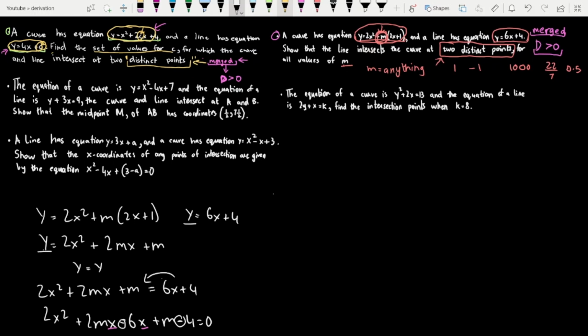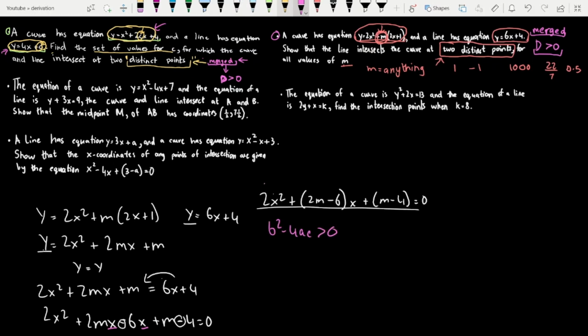So what I need to do right now is I can go ahead and take that x out as common, so I will have 2m minus 6, that x is out as common, and then I basically have m minus 4, all of this is equal to 0. Now this right here is the merged equation. What I can do is I can find out its discriminant, so the discriminant is b squared minus 4ac, and I need to put that equal to 0.